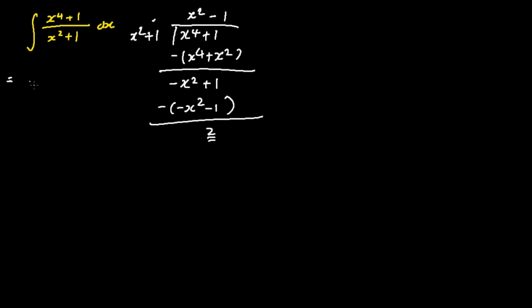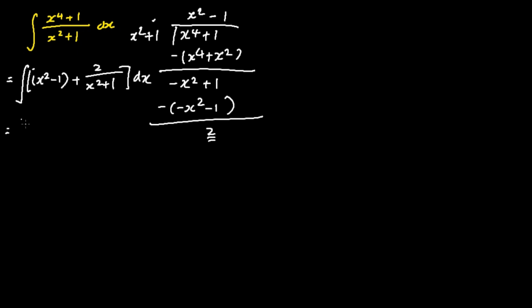And hence we can move on to the next step, expressing (x^4 + 1) over (x^2 + 1) into the following. We have the integral of x^2 minus 1 plus 2 over (x^2 + 1), the whole thing dx.